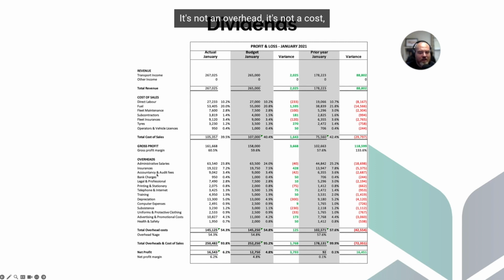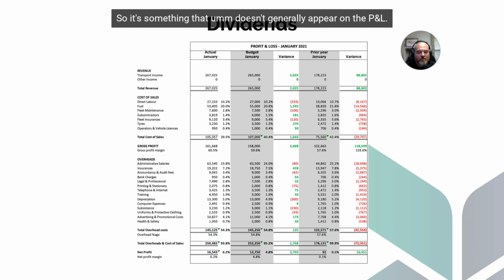It's not an overhead, it's not a cost. Obviously, it's not deductible against tax, so it's something that doesn't generally appear on the P&L. If it does appear on the P&L, it's at the very bottom underneath the profit calculation, because it has to be. It can't be part of your profit calculation because you can't distribute profit until you've calculated that profit. So by definition, you can't include dividends in your profit calculation. So that's the first thing to clarify.